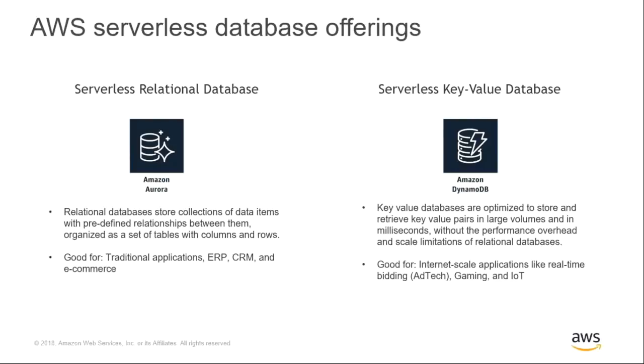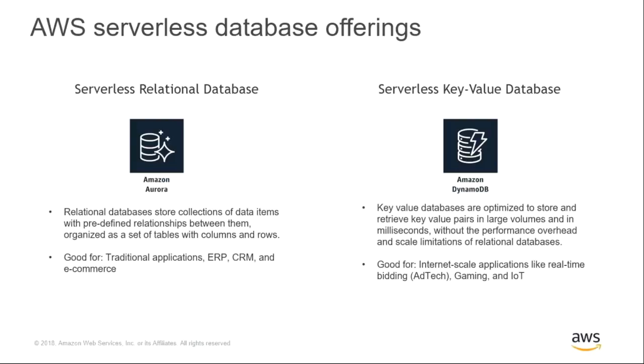A relational database is what you would use if you store collections of data items with predefined relationships between them. They're organized as a set of tables with columns and rows. You can join tables. There's relationships between these tables. And that's good for the traditional type of application, like classic business applications, ERP, CRM, e-commerce. So that's been kind of a mainstay in the database industry for, I think, almost 50 years.